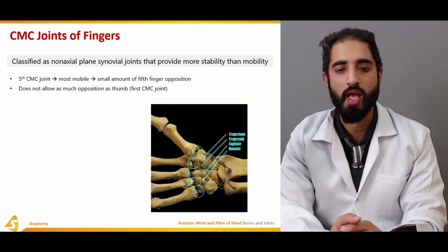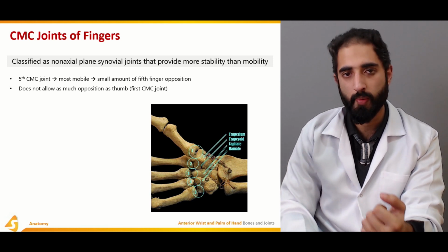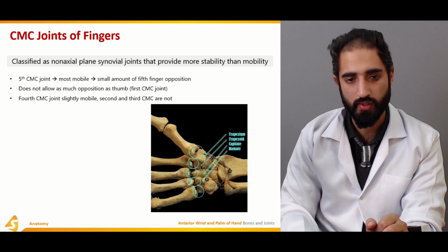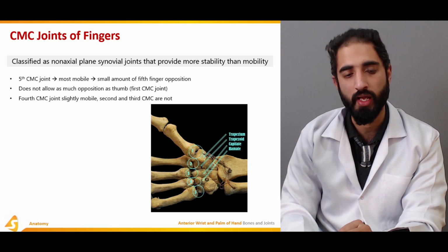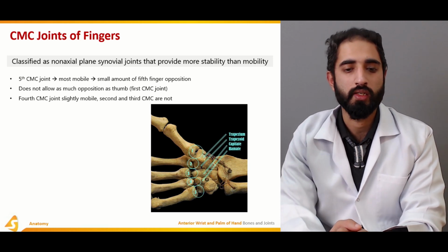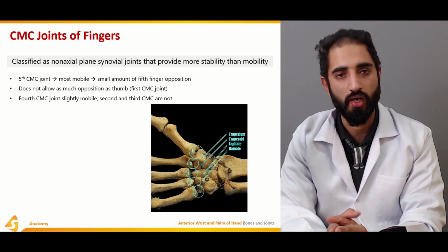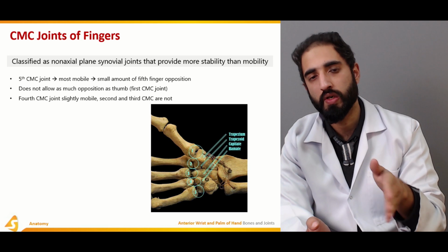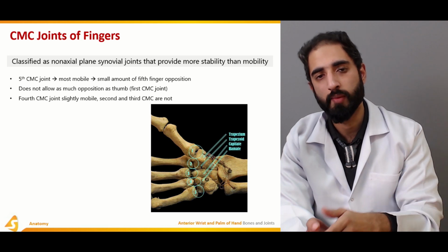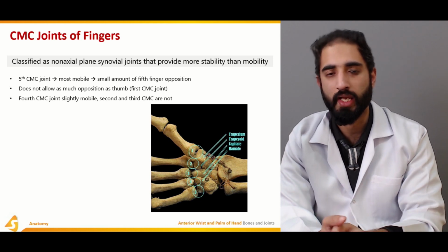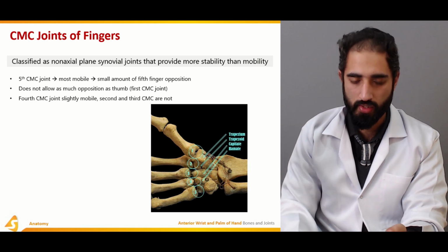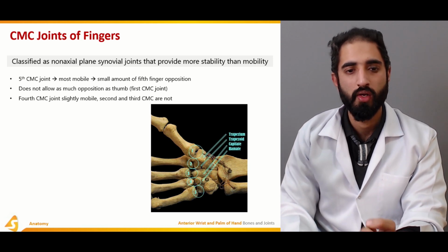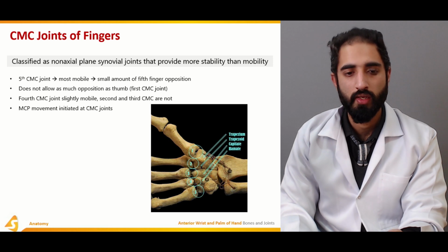It does not allow as much opposition as the thumb, which is the first carpal metacarpal joint, which I already mentioned is a very mobile joint. The fourth carpal metacarpal joint is slightly mobile. Second and third are not. So when we talk about fifth, fourth, third and second, the fifth is most mobile, and as you move towards the second, their mobility decreases in terms of the carpal metacarpal joint.